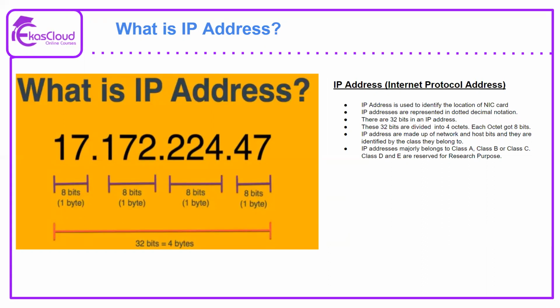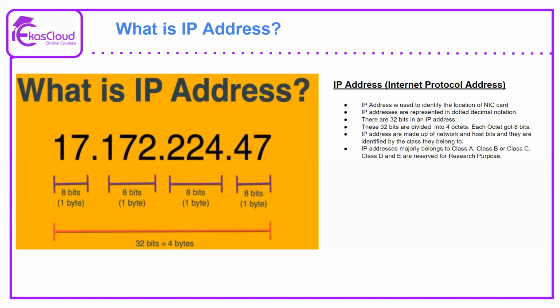The IP addresses are made up of network and host bits, and they are identified by the class they belong to. What do you mean by that? Each IP address is made up of 2 components or 2 fragments. One denotes the networking part, because an IP address on its own doesn't have any meaning unless it belongs to a certain network. So there are IP address fragments which define the network elements, and the other part defines the host bits.